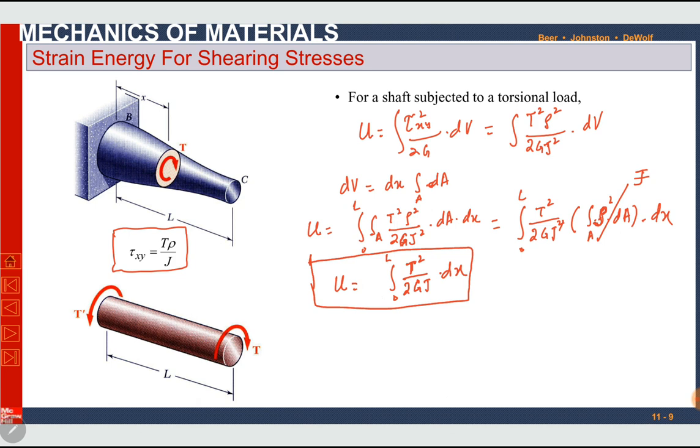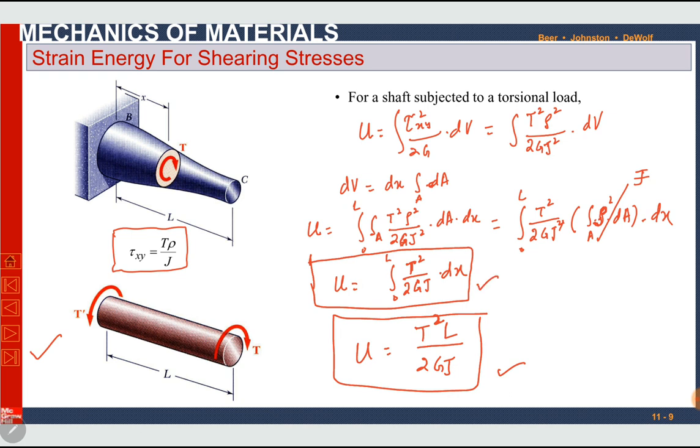If we have a uniform shaft like this one under torque T, we can integrate the above expression. Here the J will be constant because the shaft is uniform, so by simply integrating, the expression will become T square L over 2GJ. So if we have a uniform cross sectional round shaft under torque T, we can use this expression. If there is a non-uniform shaft, we can use this general expression while solving the numerical problems. Okay, moving further.